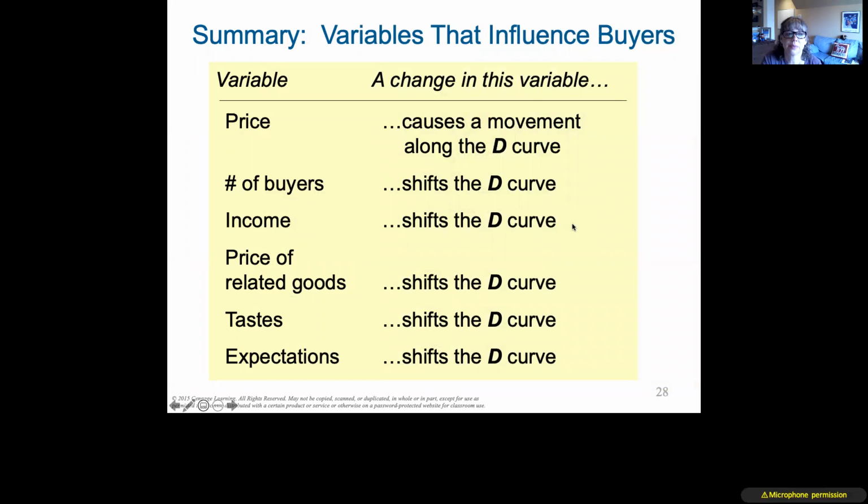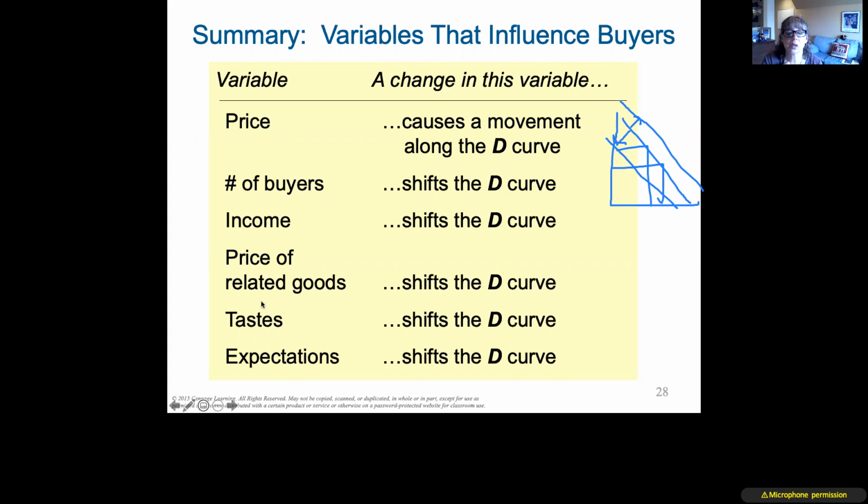So to summarize, price causes a movement along the demand curve. As you change the price of your particular thing, like chocolate bars, people just move between points. Remember, the demand curve is a representation of all those points. So as the price changes, people just move along the curve. If the number of buyers changes, if they become higher, what happens? The demand curve shifts out. If there are fewer buyers, the demand curve shifts in. If income increases, the demand curve shifts out. If income decreases, the demand curve shifts in.